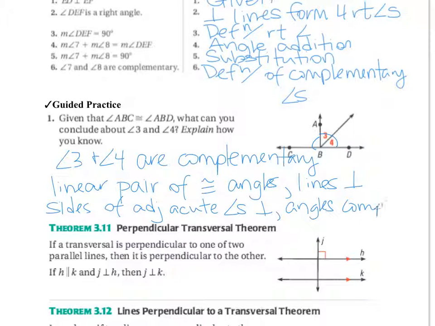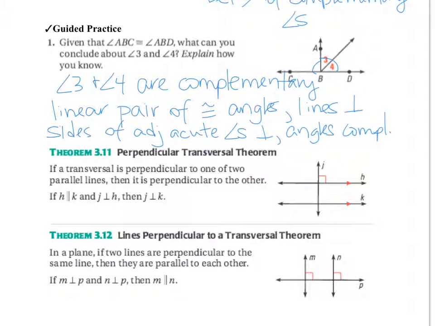Okay, hopefully you were able to easily determine that angles 3 and 4 were complementary, you might have had trouble coming up with reasoning behind it. But you have a linear pair of congruent angles, so your lines are perpendicular. And then you have the sides of adjacent acute angles perpendicular, so the angles are complementary.